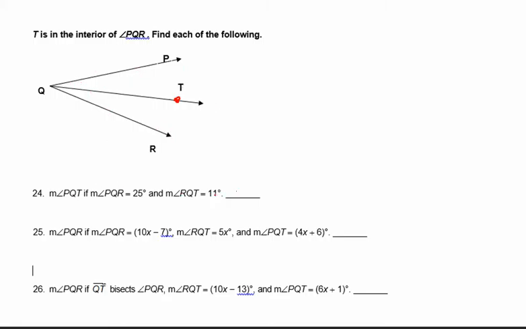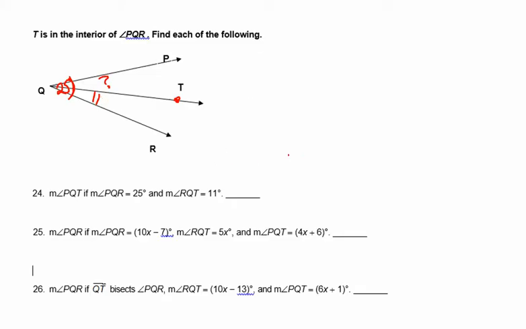Alright, 24 says find the measure of PQT. Find the measure of angle PQT. That's this measure right here. We're looking for that. If the measure of PQR, the whole angle, is 25, so the whole thing is 25, and the measure of angle RQT is 11.